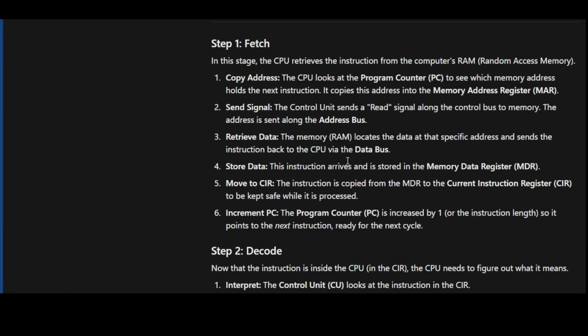So the first step, the CPU looks at the PC to see which memory address holds the next instruction. The fetch cycle starts from seeing what the next instruction is. For that, it needs the memory address of the next instruction, which is stored at the PC. This address is copied into the MAR. That means now we are going to execute that particular instruction, right? So this instruction's address is copied in MAR.